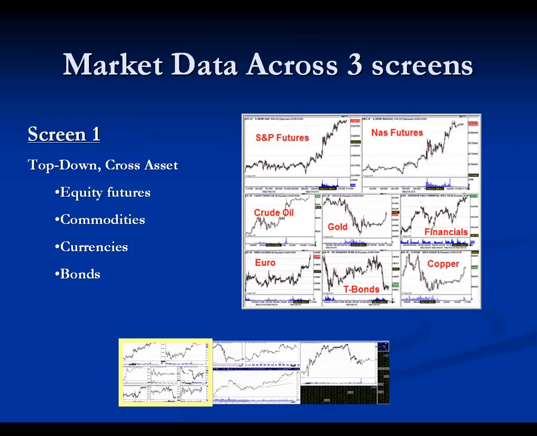So all the way to the left screen, probably the most important one for keeping big picture perspective on things. This is the top-down macro cross-asset view. And that allows me really at a single glance to be able to see how markets are correlating together across the whole asset spectrum. As you can see, I've got the S&P futures, the NAS futures on the top, and then crude, gold, the financial sector in the middle, and on the bottom there's the euro bond market and copper.